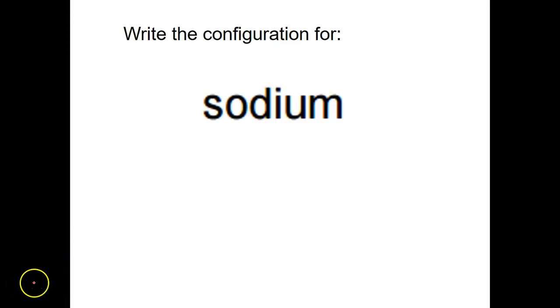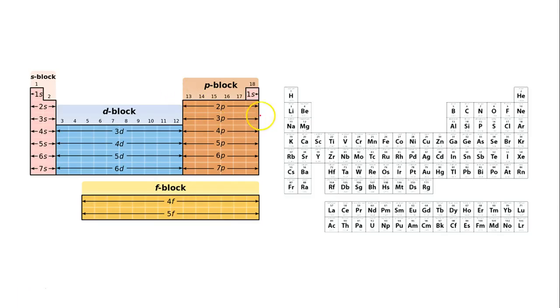We're going to practice on sodium now. Write the configuration for sodium. The first thing we're going to do is locate sodium, and it is right here. And then on the periodic table, it's right here. We're going to start at the very top, and we're going to write it in order from left to right. So we're going to write row, which is 1.